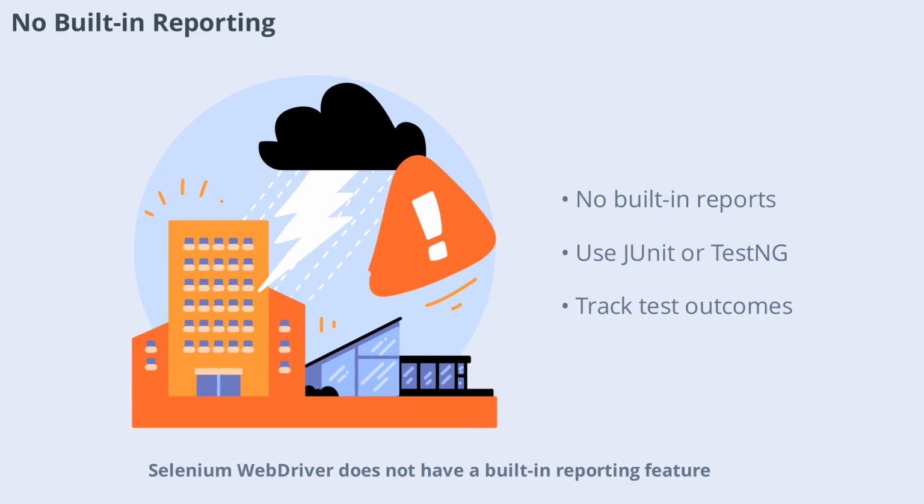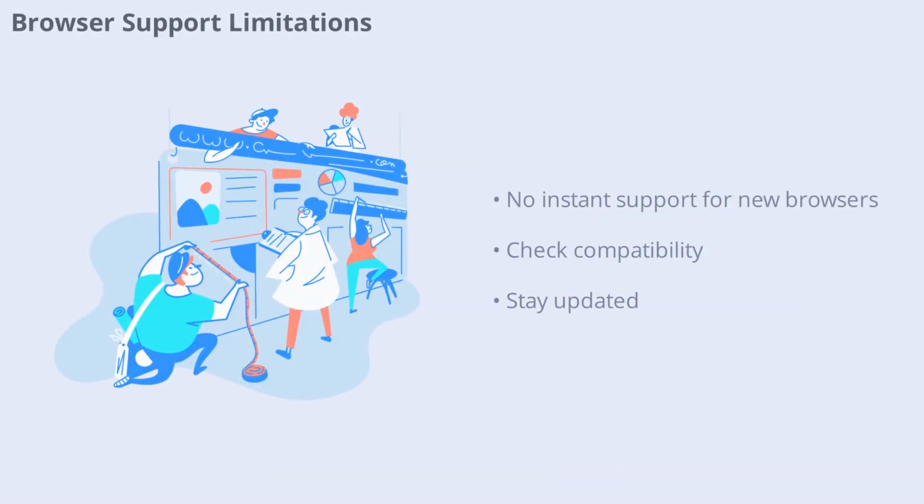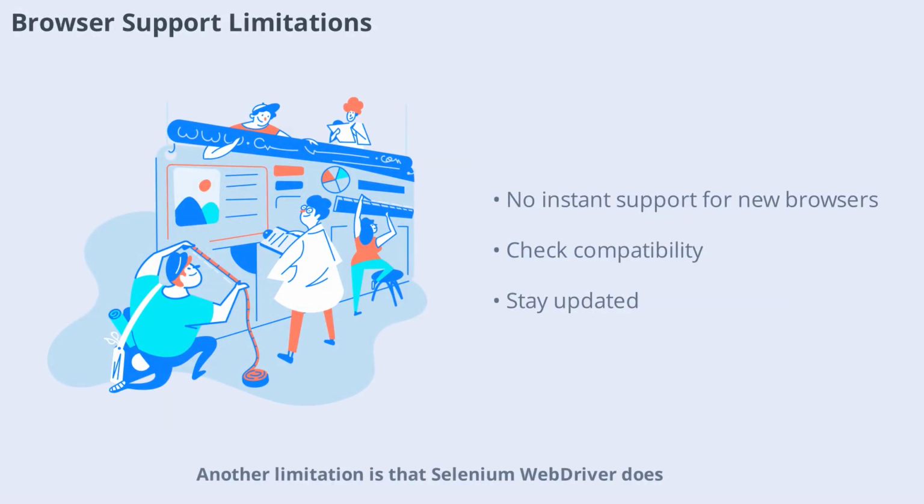Selenium WebDriver does not have a built-in reporting feature. To generate test result reports, you'll need to integrate it with plugins like JUnit or TestNG. These tools help you organize your test cases and produce detailed reports, making it easier to track test outcomes and identify issues. Another limitation is that Selenium WebDriver does not always support the newest browsers right away.